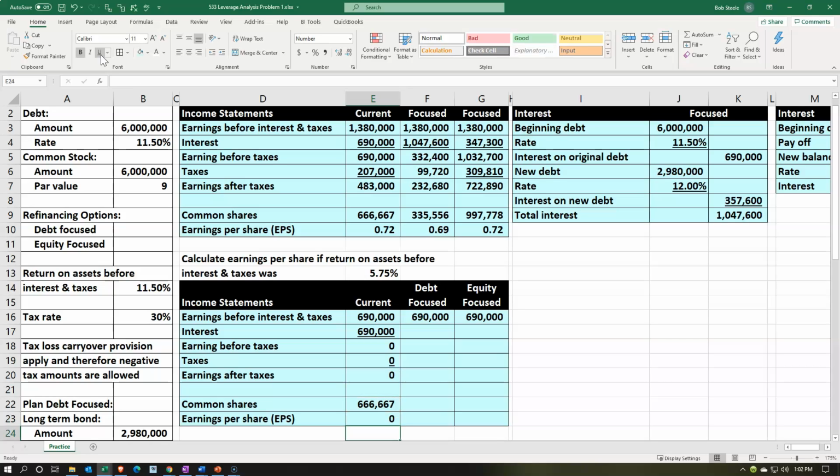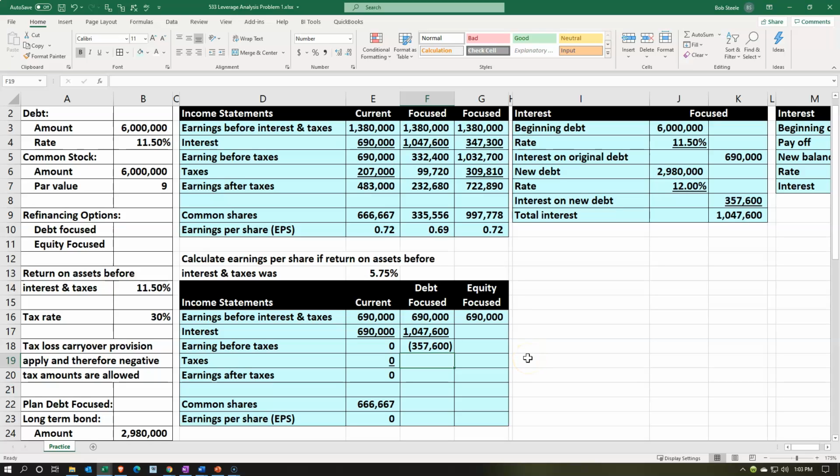Okay, so then what if we do the debt plan in this format? Notice same kind of thing for the debt plan as we did in the first scenario. We're going to have the beginning debt giving us the interest of the 690 that we had before. Then we're issuing that new debt, the 2,980,000, at the rate of 12%. So we're going to be picking up the same interest on the debt, which is going to now be the 1,047,600. If we then subtract these out, now we've got the 690 minus the 1,047,600.